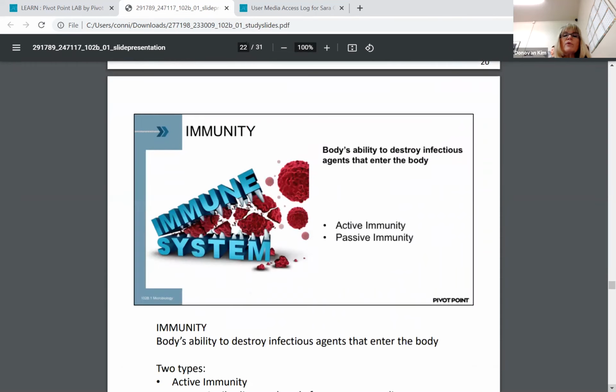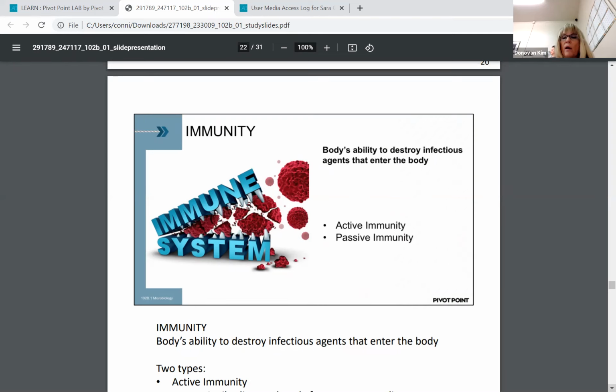So in order to protect ourselves, we have this thing called immunity in our immune system. It is the body's ability to destroy infectious agents that enter the body. Now, we could be coming into contact with stuff every single day, but because we're healthy, our body is going to fight it off right away. Even if that enters into our body, we're healthy enough that our body is going to kill it, right? On some things.